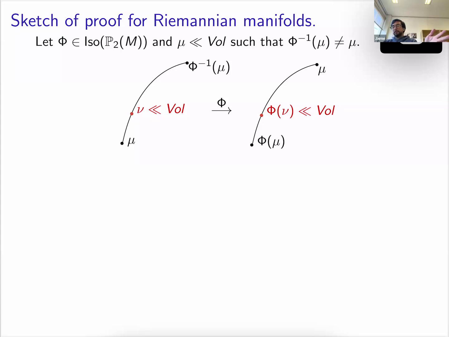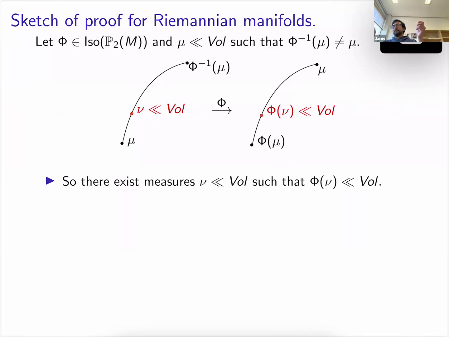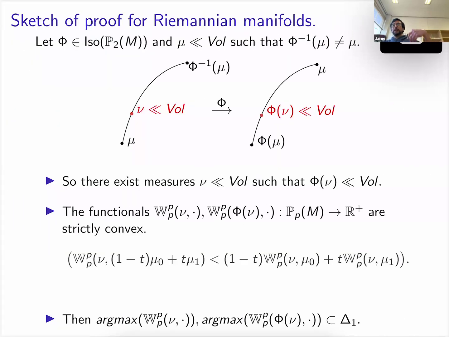And this works because the geodesic is unique, and I have the other property that these measures remain absolutely continuous. So what I find here is that there exist measures that remain absolutely continuous under isometries. Okay, great. I have many of these. So I use the first proposition. The next one is, I consider now these functionals that are the p powers of the distance from nu and of phi of nu.